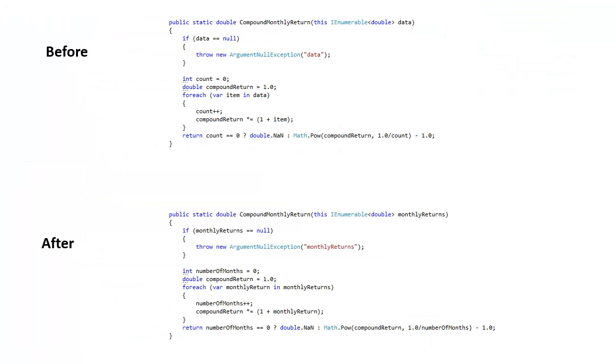Ask yourself, which version of the code would you rather maintain? If you aren't convinced, try writing out an explanation using the variable names before and after our refactorings. What sounds better to you? Multiply the results of adding 1 to each item, then take the nth root where n is the count of the data? Or after our renaming, multiply the results of adding 1 to each monthly return, then take the nth root where n is the number of months?